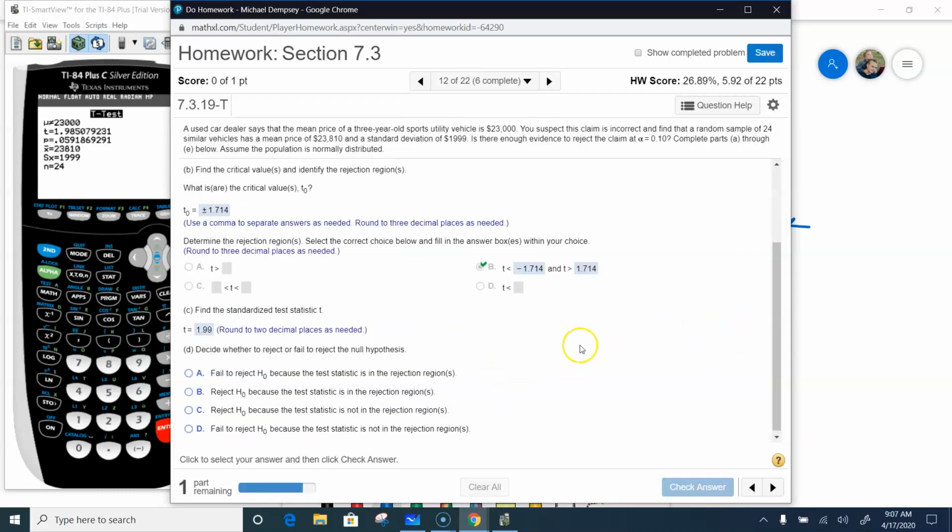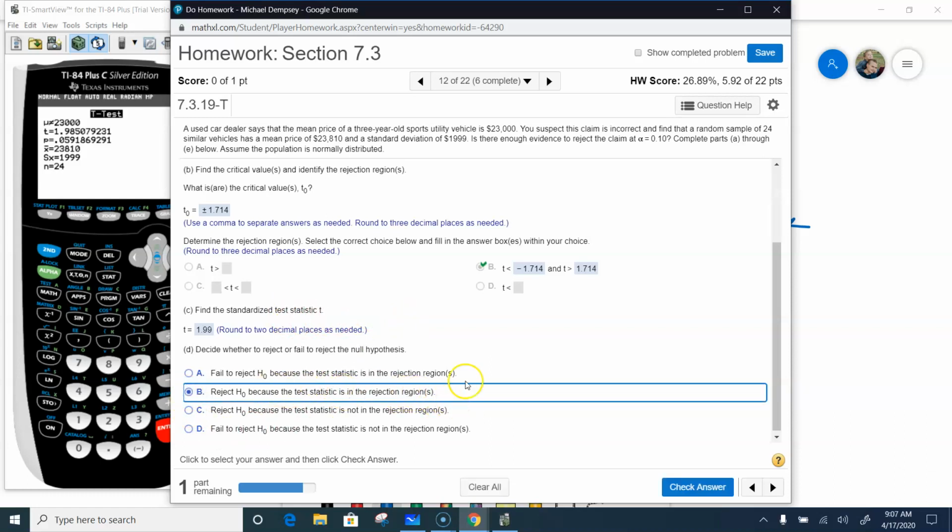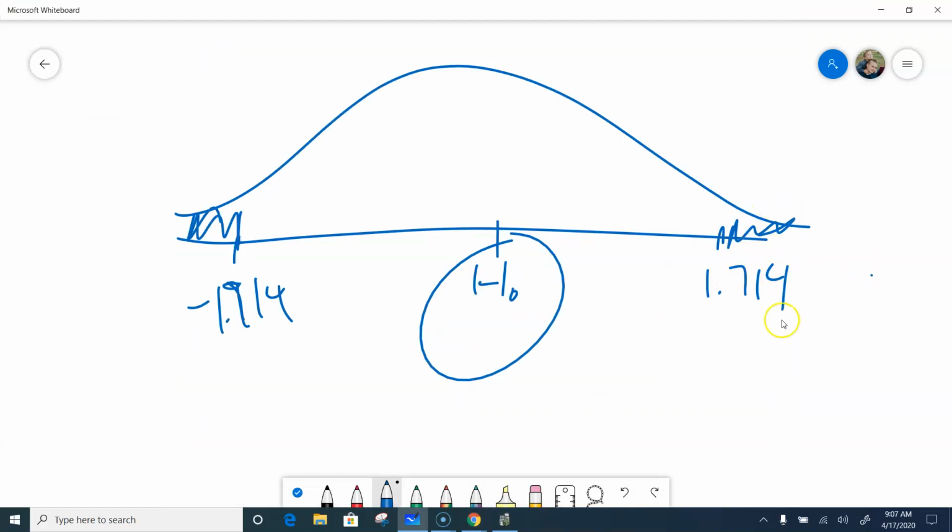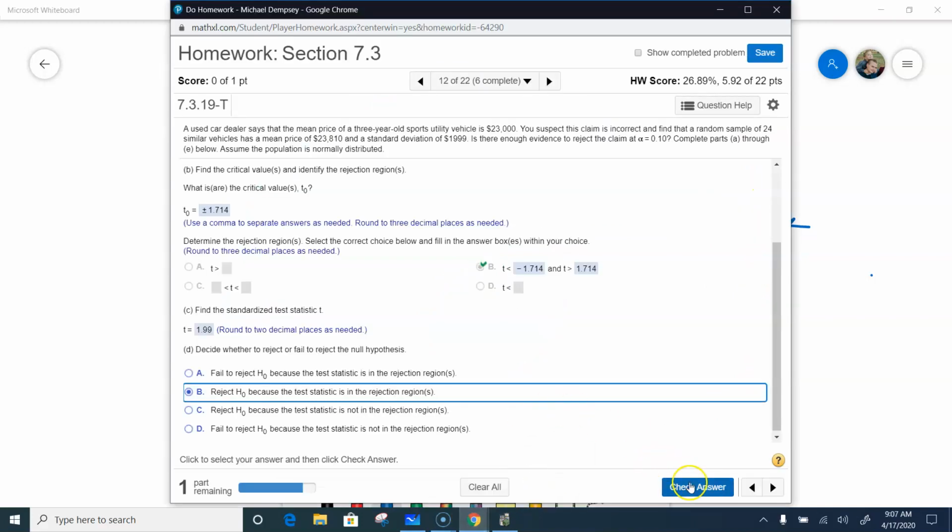And then finally, what would we do with that? So our critical value was 1.714. 1.99 goes above that, so we would reject H0 because the test statistic is in the rejection region, right? It lives up above. 1.99 is out here. It's up above that, so we would reject the null hypothesis based on that.